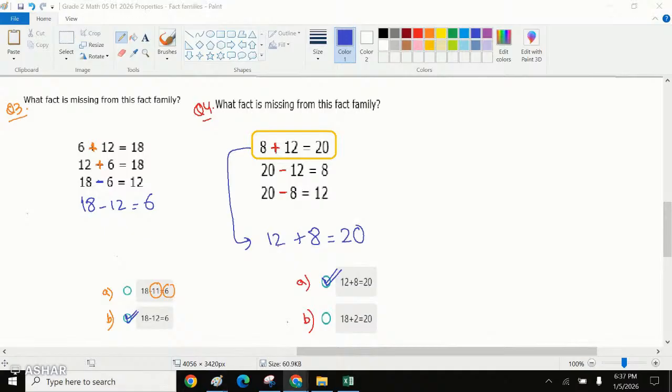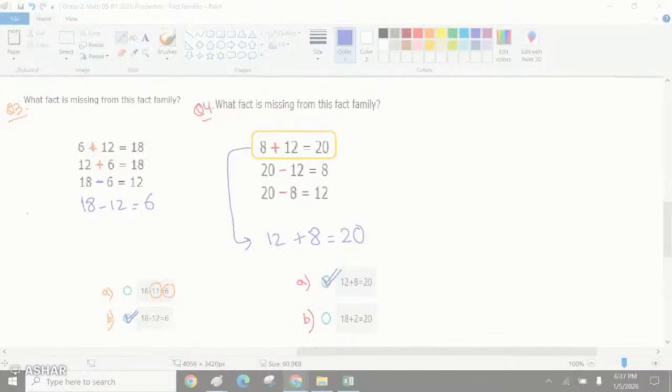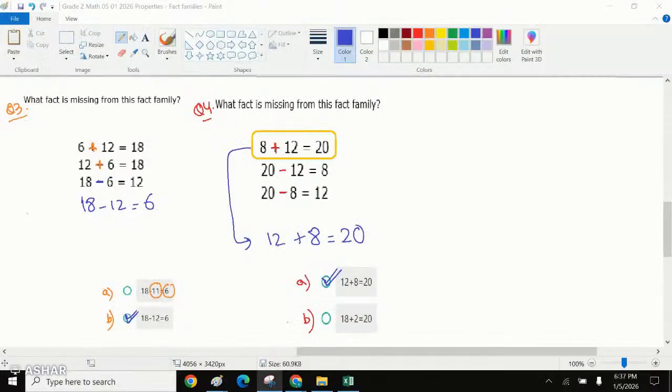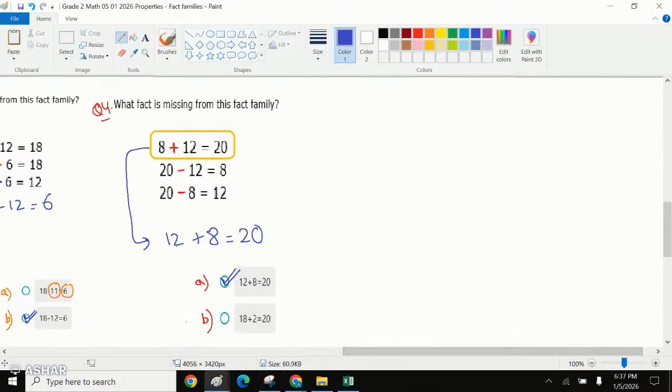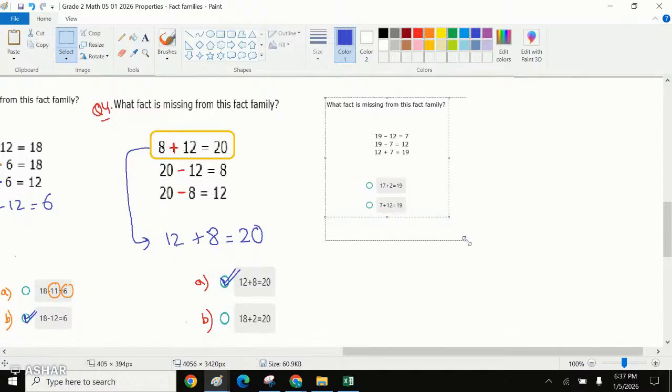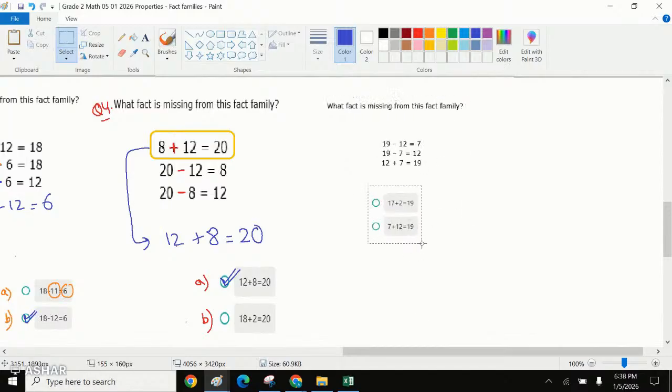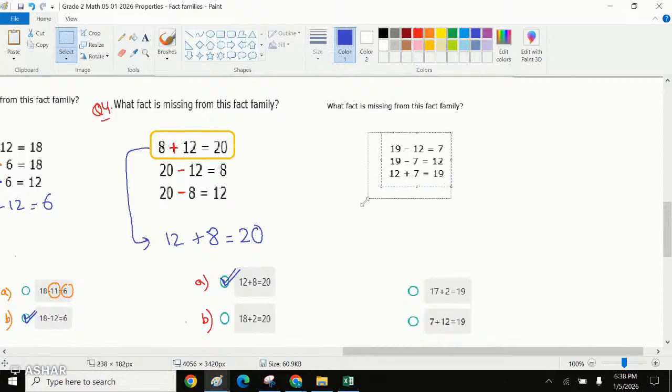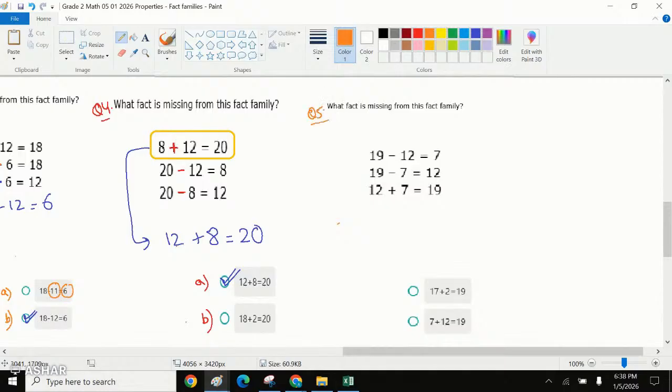Moving on ahead, we look at the next question, which says, what is the missing number from the fact family? I'll just copy the question so that you people can answer. One minute, please. These are the two options we have, and these three statements are given to us in question number 5 from the test. Option A or option B?